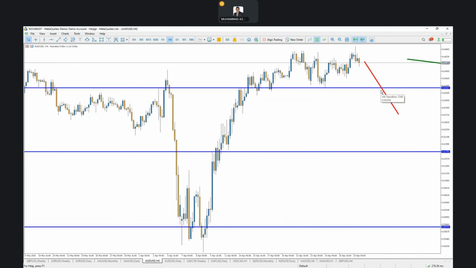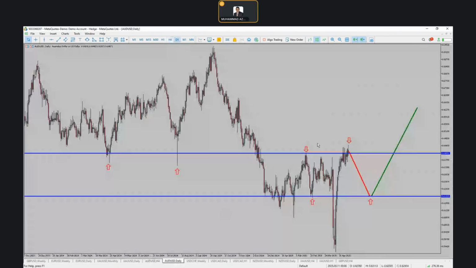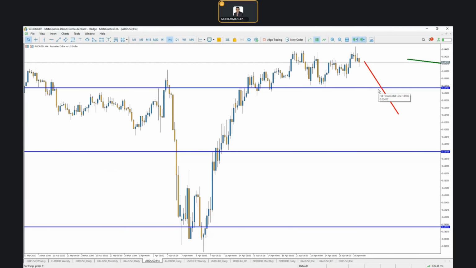Okay, so we'll see how it goes. In the high time frame, it is hitting the resistance level, so this might be a good area to look for a sell trade if price action manages to break it.